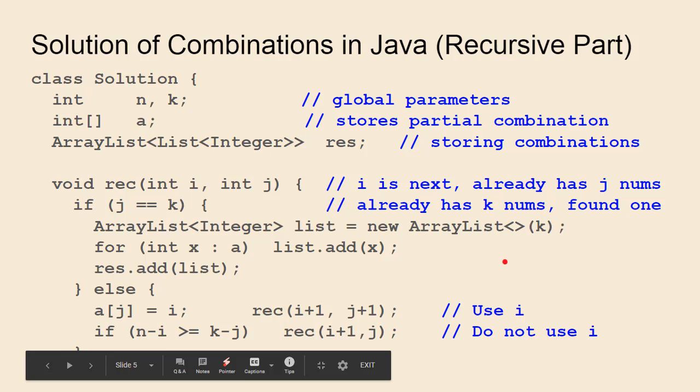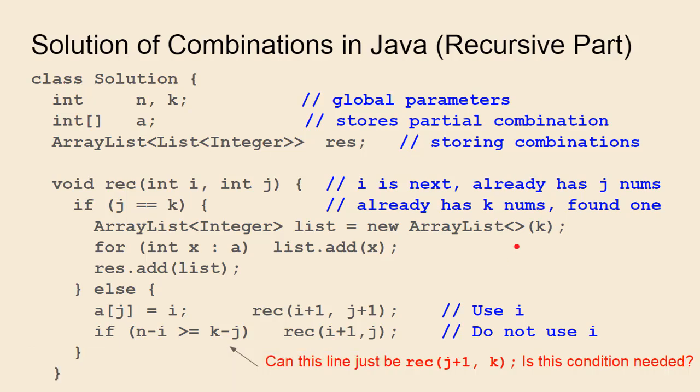So we have these two cases. Now I have a question. This line has this condition which checks if n minus i is the remaining number of numbers we have not considered, right? So right now we're considering i, next time we're considering i plus 1. So we have i plus 1 through n, these numbers have not been considered.